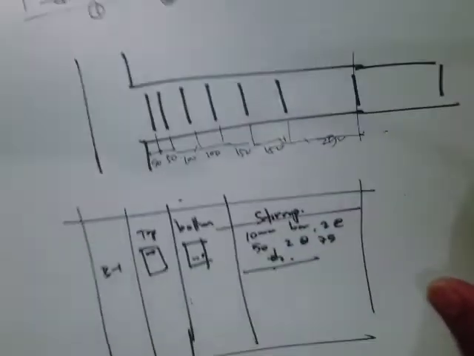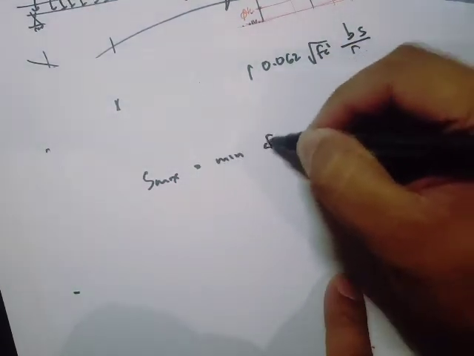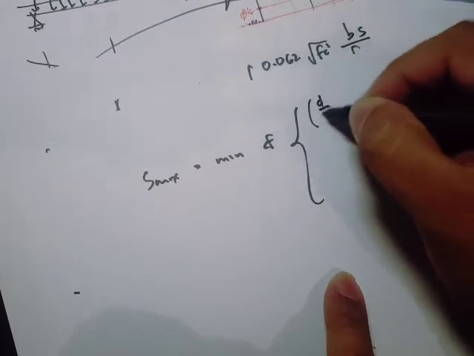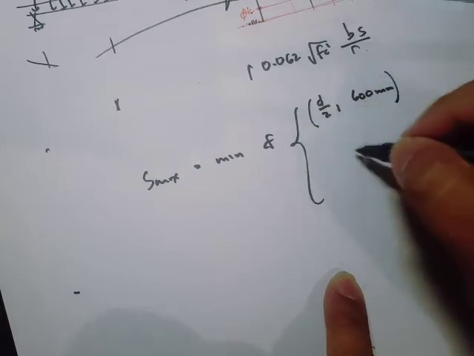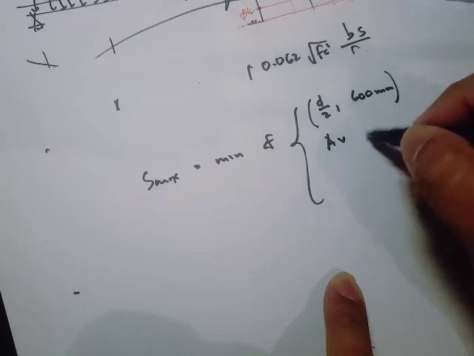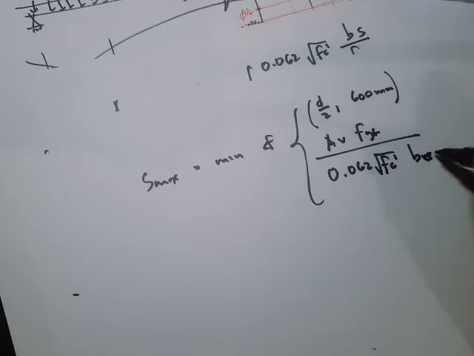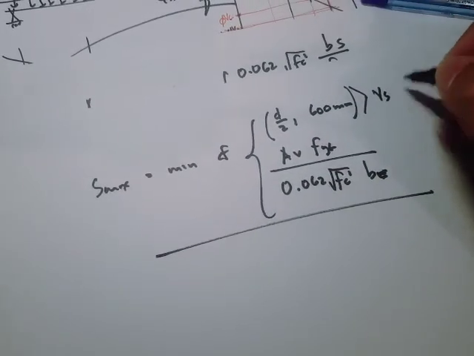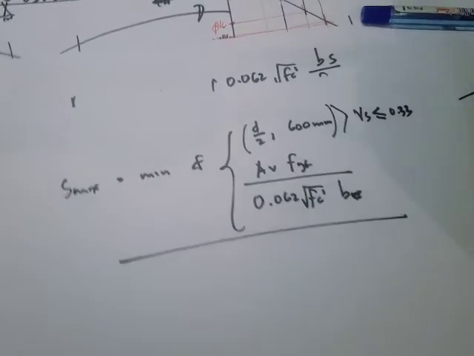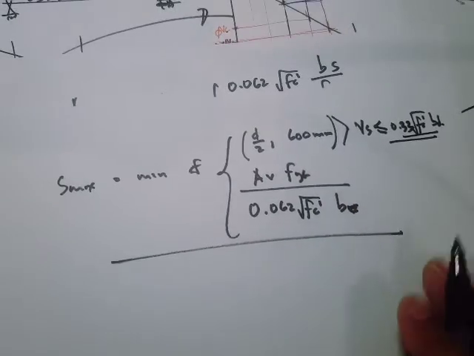Okay, so now let's move on to the maximum stirrup spacing. For the S max, we have this criteria: a minimum of either d, the effective depth, divided by 2, or 600 mm, whichever is minimum. And another criteria uses this equation: Av fyt over 0.62 square root of fc prime times b, where b is the beam width. Take note that this criteria is for Vs less than 0.33 square root of fc prime b d. Okay, so you can check that out in our lecture handouts.